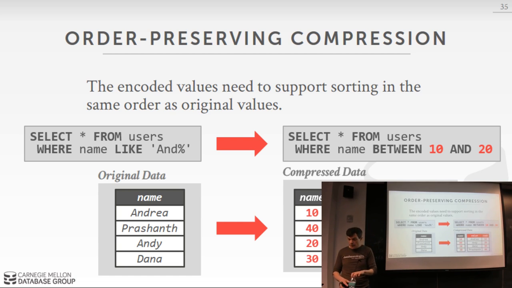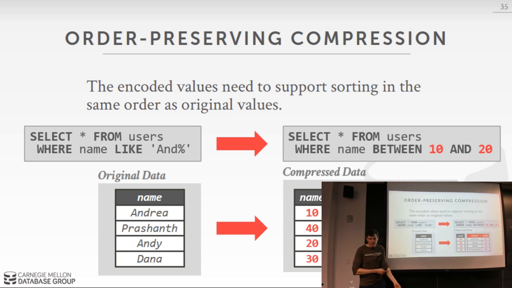Yes? How does it handle rebalancing the codes? If you insert 11 things between Andy and Vader? Right, so his question is, what happens if I insert 20 or 100 things in here? You have to re-encode, right? Here I'm showing you that I'm leaving a little slack space where you could insert maybe 9 or 10 things before you have to re-encode everything.